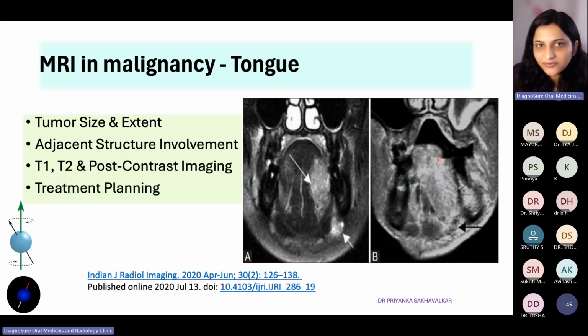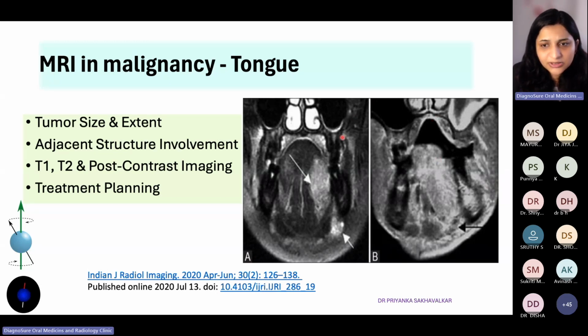So if you're sure or if you want to advise patient MRI, make sure that you advise it before you take biopsy, or after biopsy you will have to wait till inflammation reduces and then you can see the image. But it is best you take it before you advise MRI before you take any biopsy in suspected tongue carcinomas.